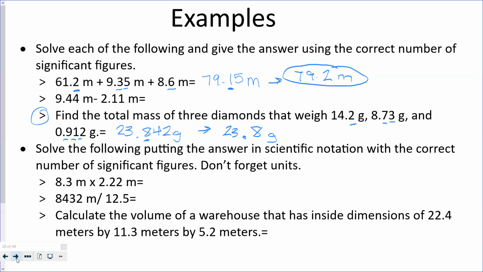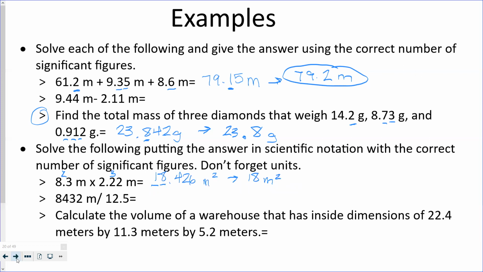When you put that in the calculator, you get 18.426. And that's meters times meters, which is meters squared. So remember, multiplication and division, you are looking at the least number of significant figures. 8.3 has 2 significant figures. 2.22 has 3 significant figures. 2 sig figs is less than 3, so our answer needs to be rounded to 2 sig figs, which rounds to that ones place.